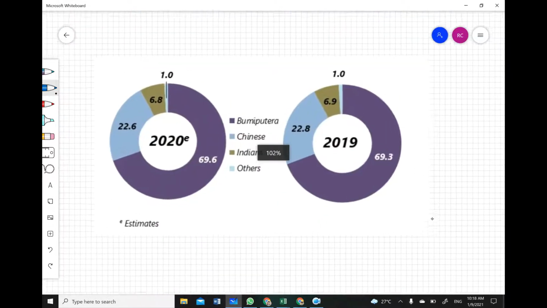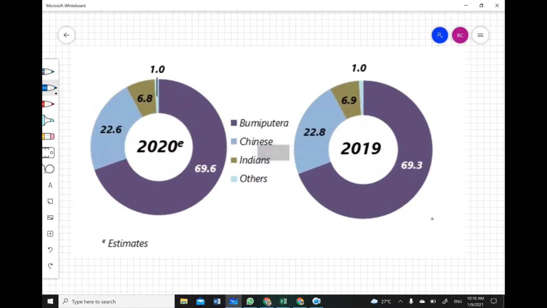So now we look at this one. This is the estimates. You can see 2020 estimate. This is 2019. This is the population of Malaysia among the ethnic groups. So you can see the purple one, the Bumiputra, from 69.3 becomes 69.6. The Chinese from 22.8 to 22.6, which is decreasing. Indian 6.9 to 6.8, also decreasing. And others in the light blue color over here, 1%.